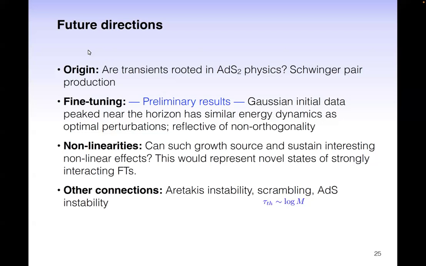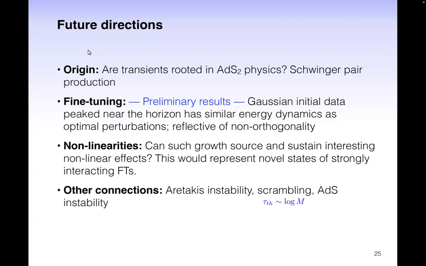And last but not least, there are lots of connections with other types of physics. Remember, I did try to emphasize that we have an energy wave packet that is essentially, for quite some time, traveling parallel to the horizon of the black hole. That resembles a little bit the Aretakis instability. Then in terms of the delayed thermalization that I talked about earlier, one can show that the plateau that I showed earlier is proportional to log m, and that is the scrambling time. So are there connections with scrambling?